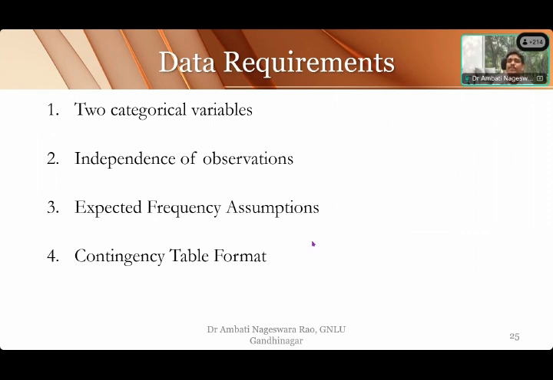Contingency table. Before conducting the chi-square test, one has to prepare the cross tabulation. You can call it a contingency table.